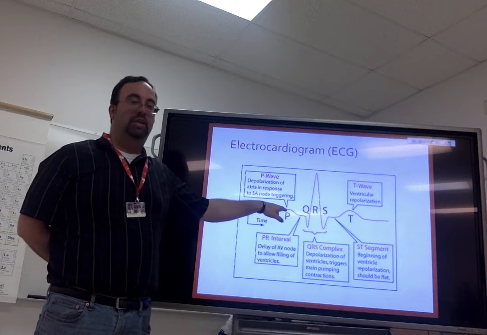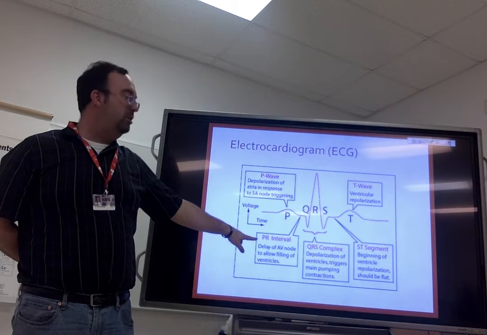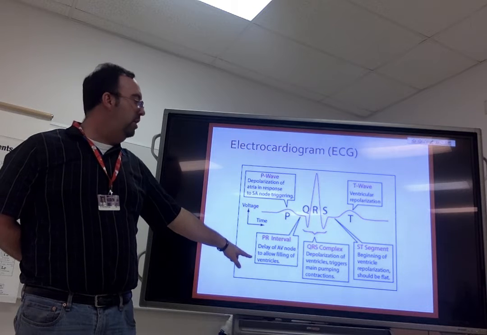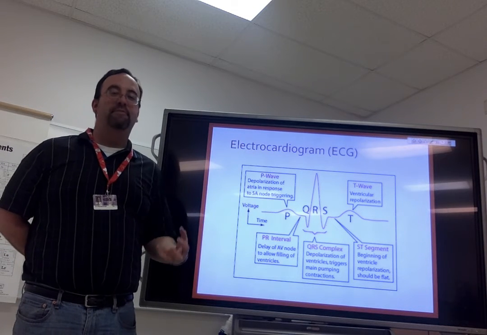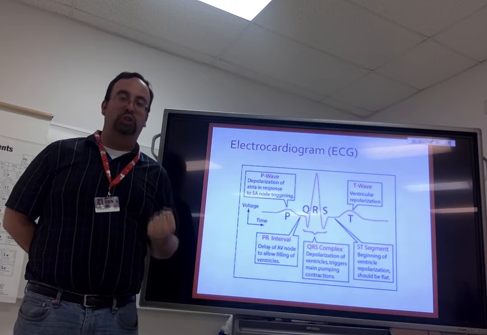So there is a slight increase in voltage. Then we have what's referred to as the PR interval. This is a delay of the AV node, atrioventricular node, which allows the filling of the ventricles. And so they're going to be filled up with potential charge.